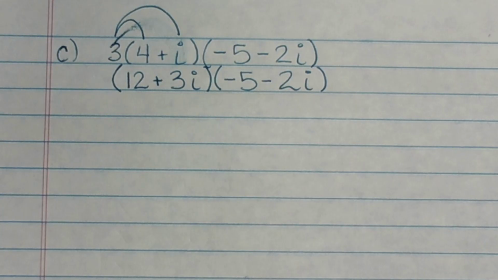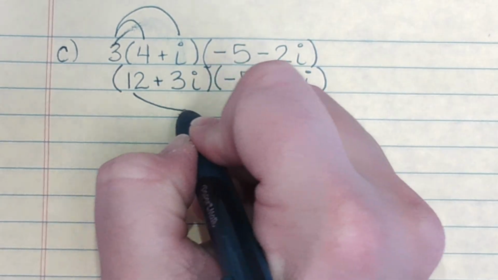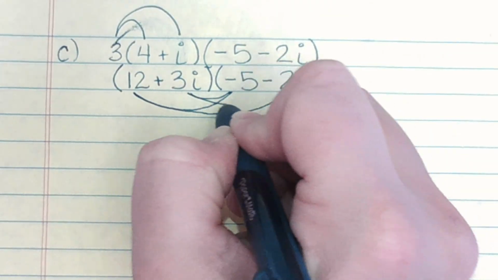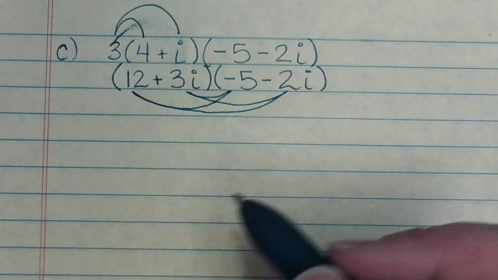Layla, what would you have me do next? We're not adding or subtracting, so we can't combine. We're multiplying. Then we would distribute the 12 to the 5 and the 2i, and the 3i to the 5. Exactly, I multiply all those out.